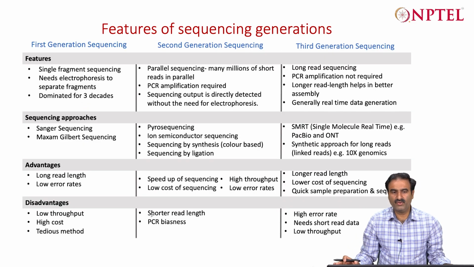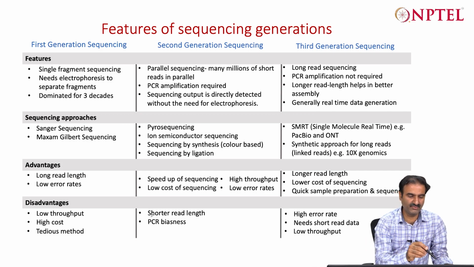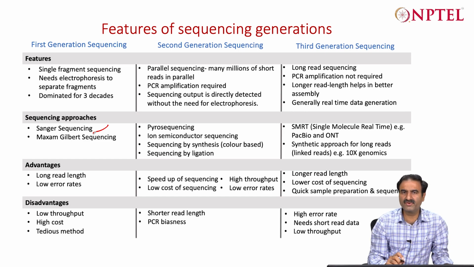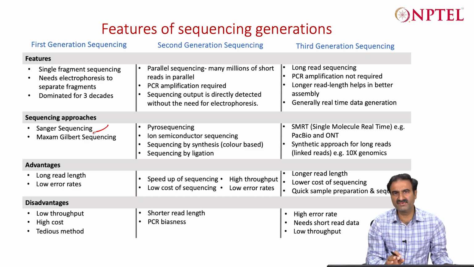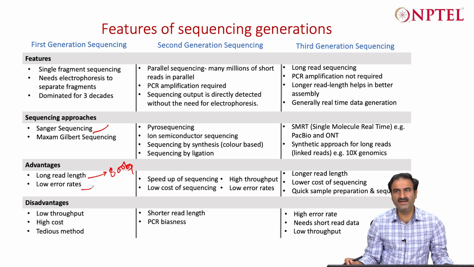Just to give an overview of the first, second and third generation sequencing technologies: the first one was based on Sanger. Maxam-Gilbert was also a method, but the instrument that was developed was based on Sanger sequencing because it was more efficient and easier to do. It gives a long read length of almost 800 base pairs, with low error rates, which is good. And the instrument can be run for a smaller fragment, or even a single fragment.